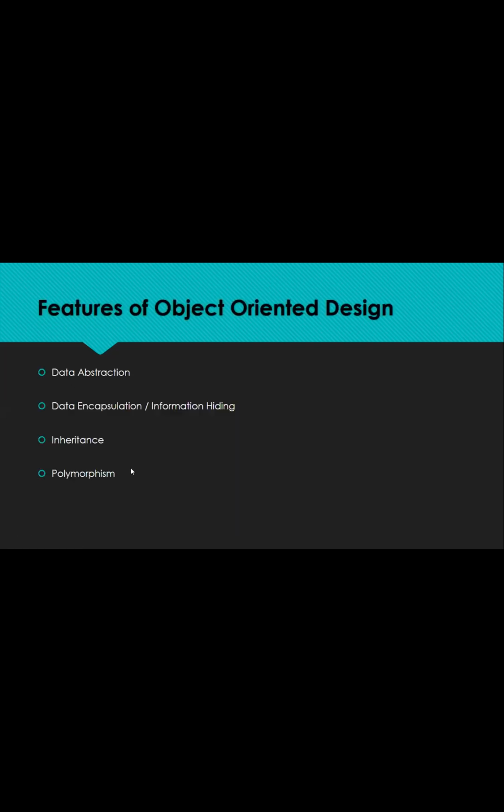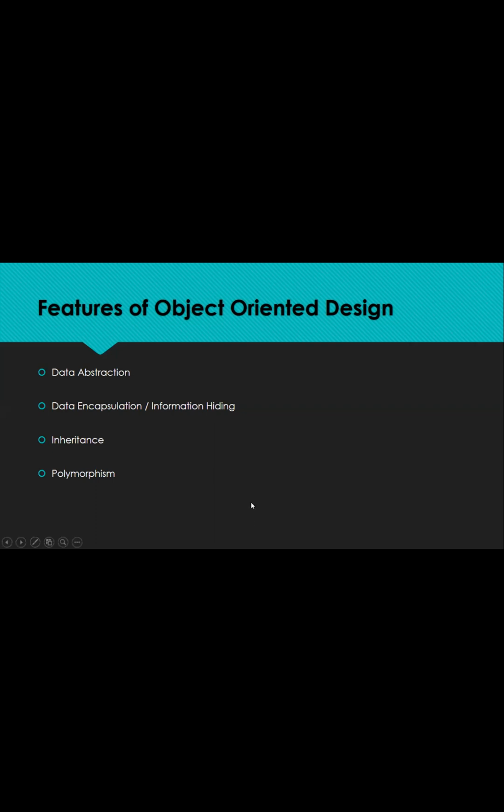Okay, now it's time for us to learn about object-oriented design. There are 4 features of object-oriented design: data abstraction, data encapsulation (or, if not, we can call it information hiding), inheritance, and polymorphism. So we'll learn them one by one: what abstraction is, what encapsulation is, what inheritance is, and what polymorphism is.